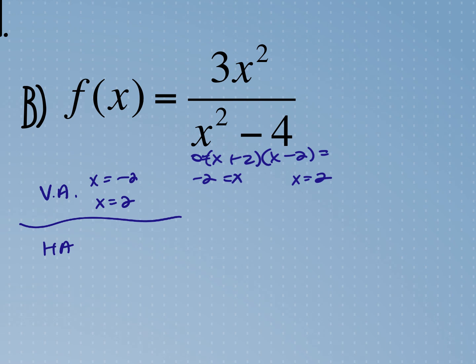Horizontal asymptote. Look at the highest exponent in the top. It's what? 2. Highest exponent in the bottom? 2. So they're the same, right? When they're the same, we do the leading coefficient of the top over the leading coefficient in the bottom. What's the leading coefficient in the top? 3. What's the leading coefficient in the bottom? 1. So y equals 3 is my horizontal asymptote. You have to add the y equals. You have to. It's a line.